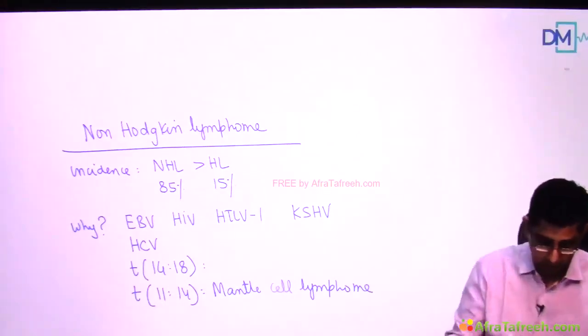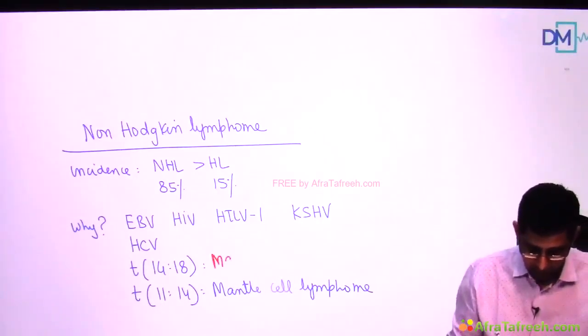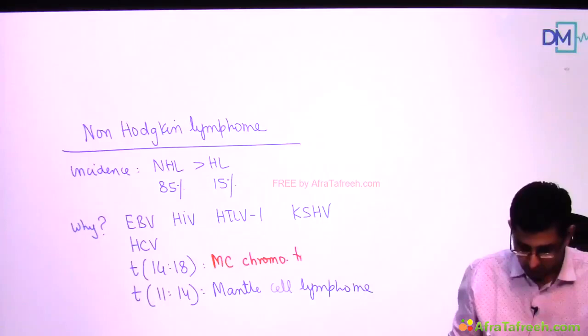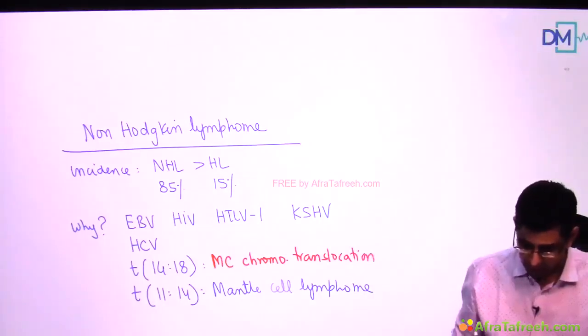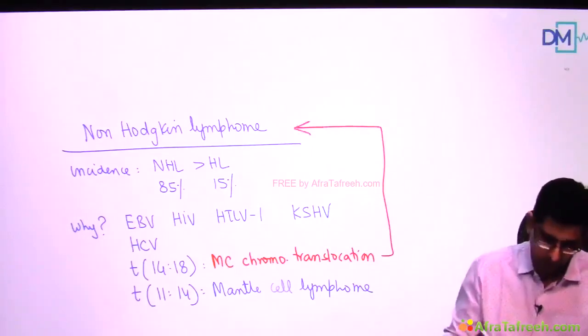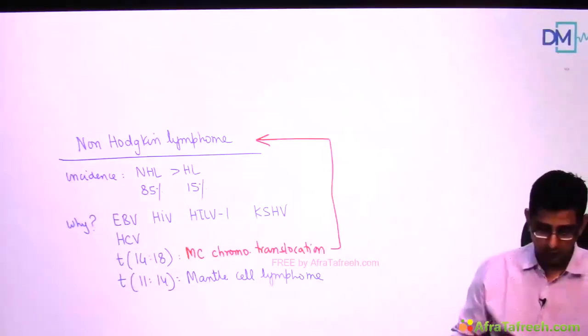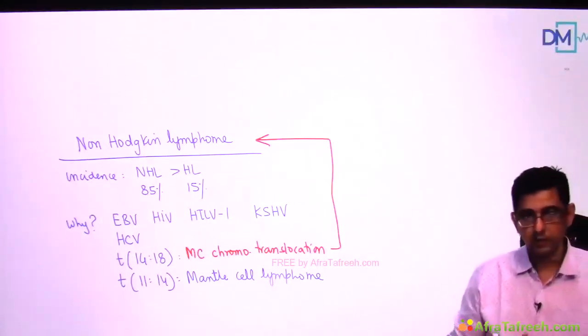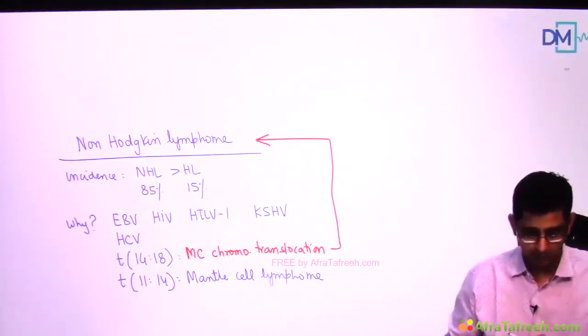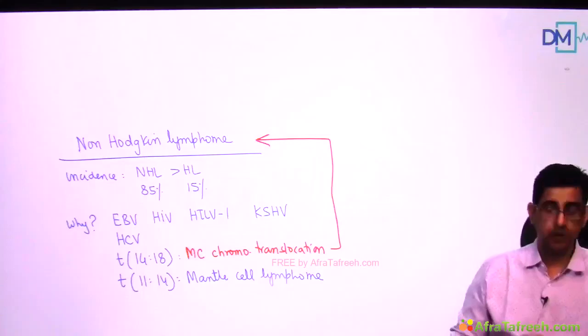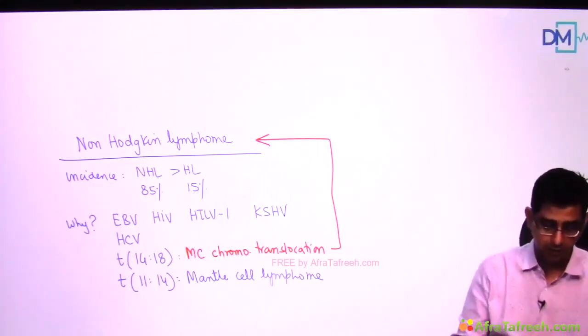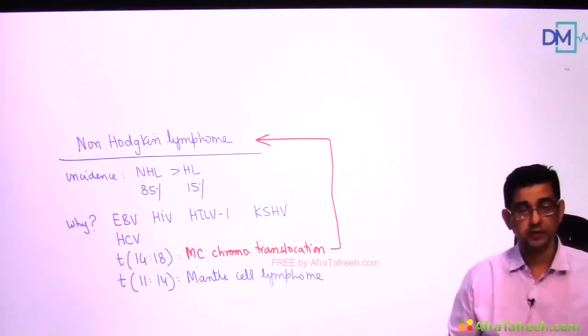Whereas if the question is simply asked as what is the most common chromosomal translocation incriminated in causing development of non-Hodgkin's lymphoma, then the answer should be given as t(14;18) translocation. This is the commonest translocation that is seen in NHL, especially in the follicular lymphomas. This is very commonly seen. So viruses and chromosomal translocations are responsible for manifestations.